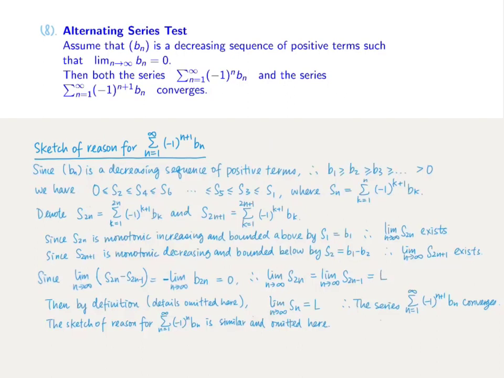The following is a sketch of the reason why the alternating series test is valid for this particular form of alternating series. The sketch of reason for the other form of the alternating series is also similar, but I didn't present it here. Please refer to it by yourself.